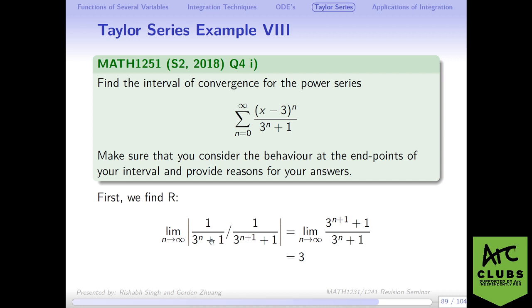And we'll see it becomes this. And we can ignore the 1 since we're taking a limit, which will give us 3. And so our radius of convergence is 3. And since our a is 3, then our interval of convergence is 3 plus or minus 3, so from 0 to 6.